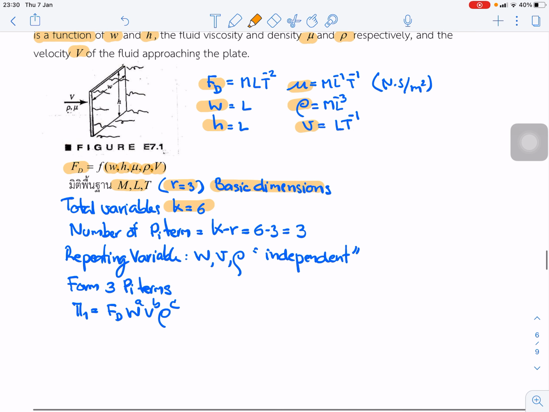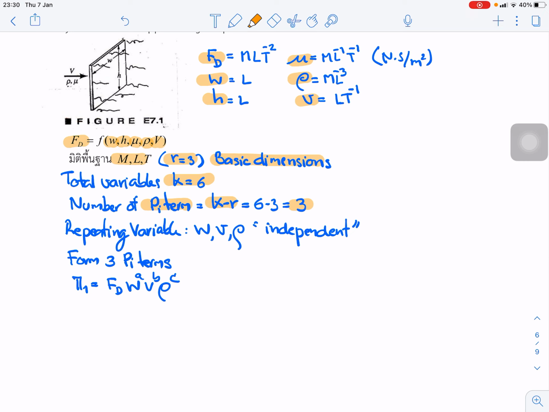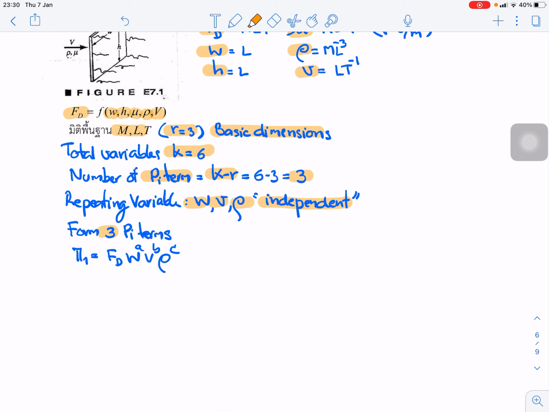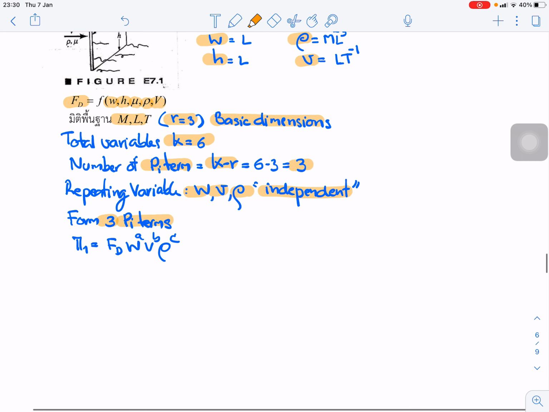And the next step is the number of pi terms. We take the difference between k and r, so we get 3 pi terms, and we choose the repeating variables W, velocity, and density. Make sure they are independent variables for the repeating variables. Next we form the 3 pi terms. The first pi term is for Fd, the non-repeating variable, times the 3 repeating variables.